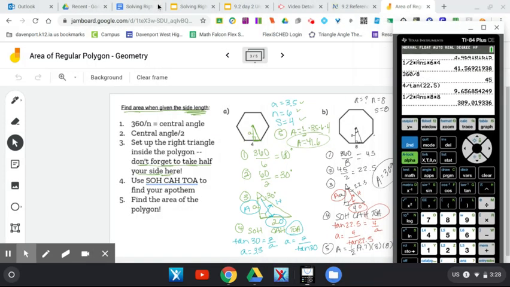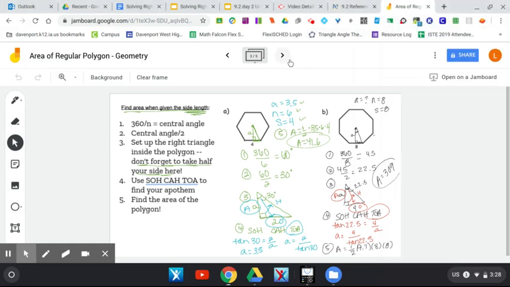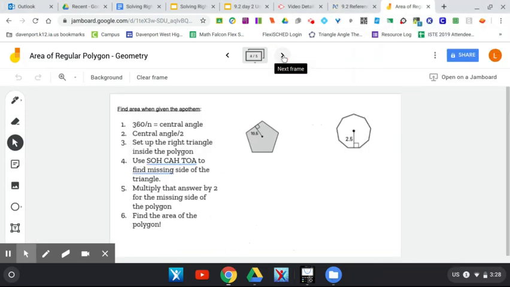All right, now we are going to move on here to the next scenario. So scenario number 2 is finding area when you are given the apothem. So go ahead and pause the video for a second and write your 6 steps down. And then when you hit play, I'll talk about the steps and then we'll do an example.